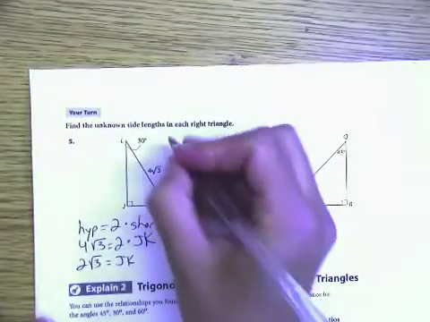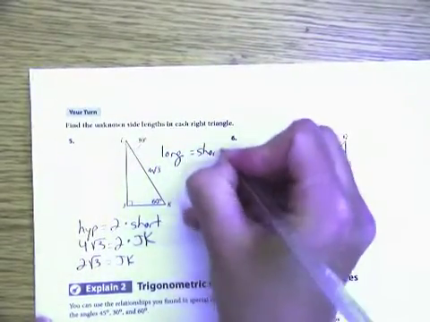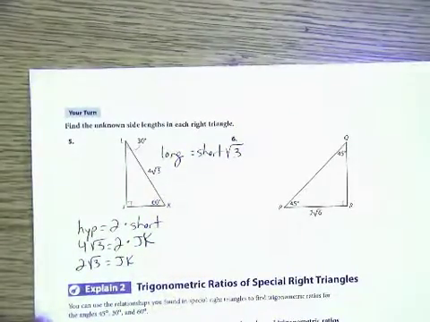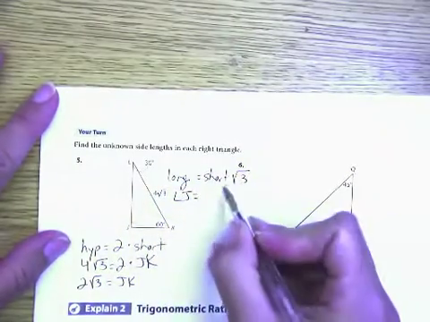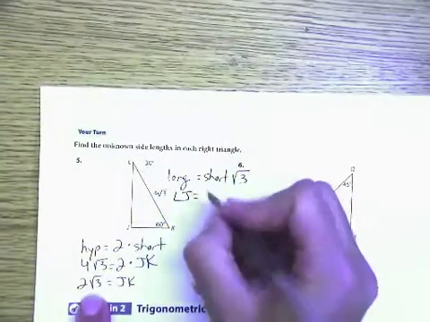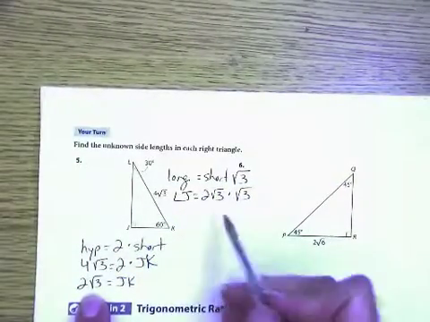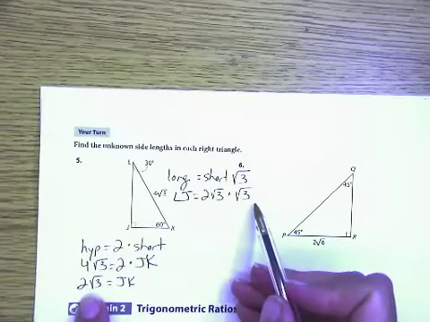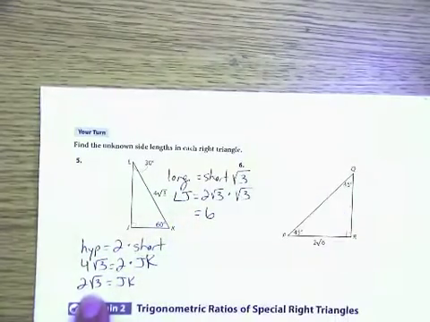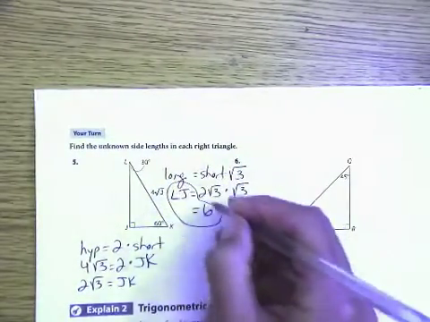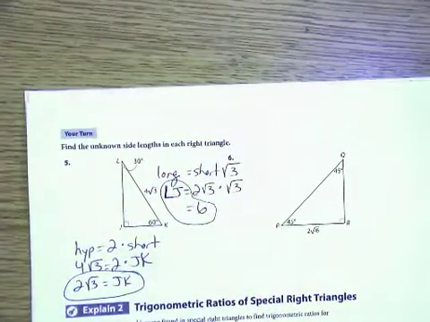LJ is my long leg. I know that the long leg equals the short times radical 3. Well, the long leg is LJ. The short leg is this 2 radical 3 I just found. Again, radical 3 times radical 3 is radical 9. What's the square root of 9? It's 3. Times this 2 is 6. So LJ is 6 and JK is 2 radical 3.